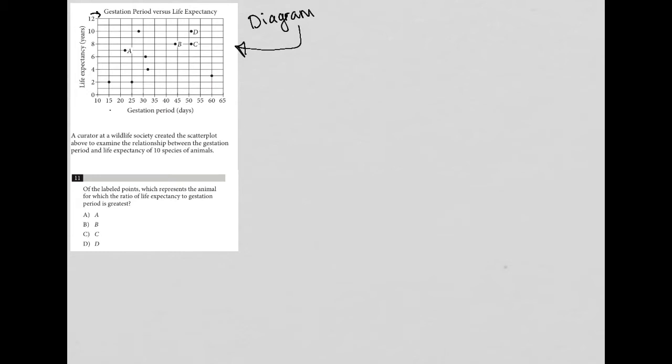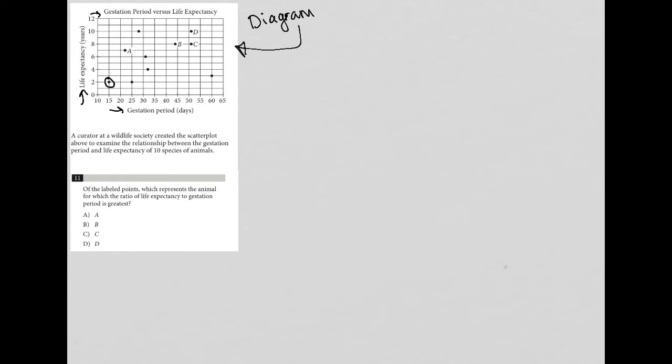Take a look at each of the axes. So the x-axis here is gestation period. The y-axis here is life expectancy in years. And then I do one additional thing, which is something I call the pinpoint method, which just says, hey, pick a point, preferably something that's on one of the axis grid lines, and just interpret what that point means.